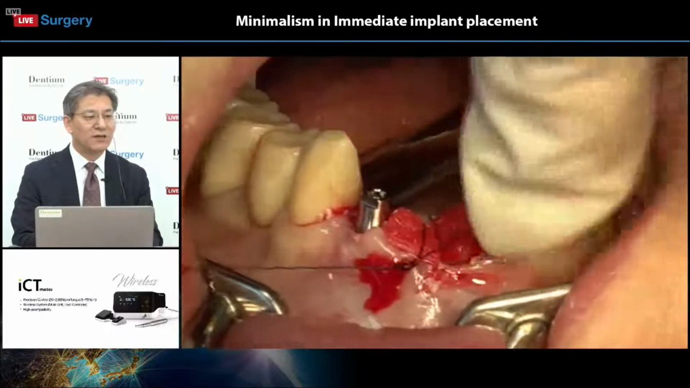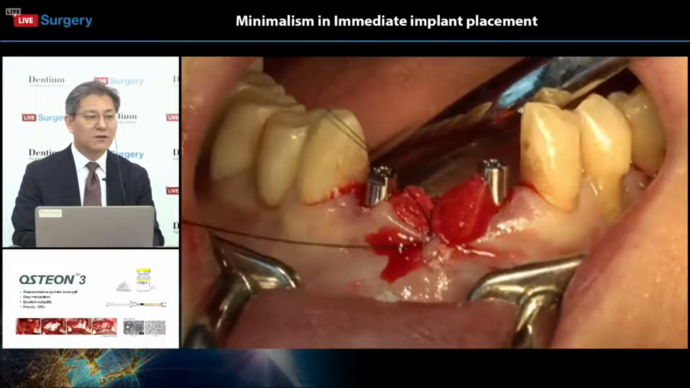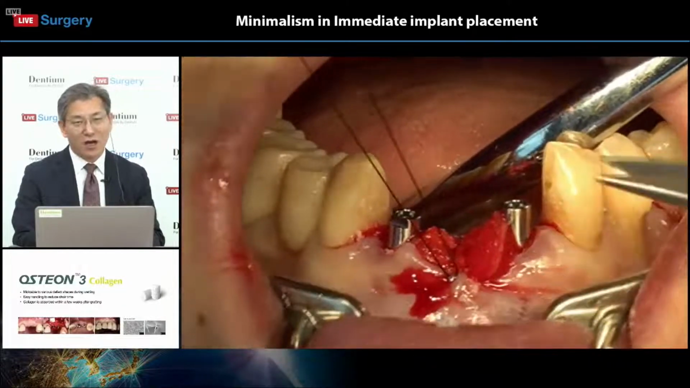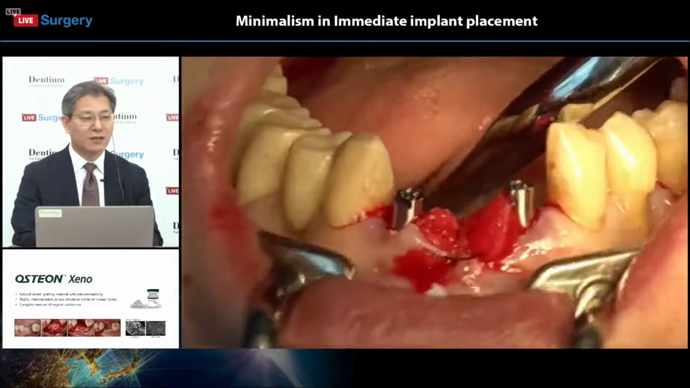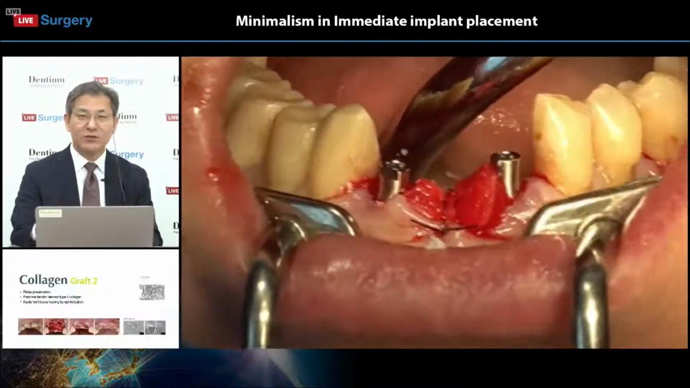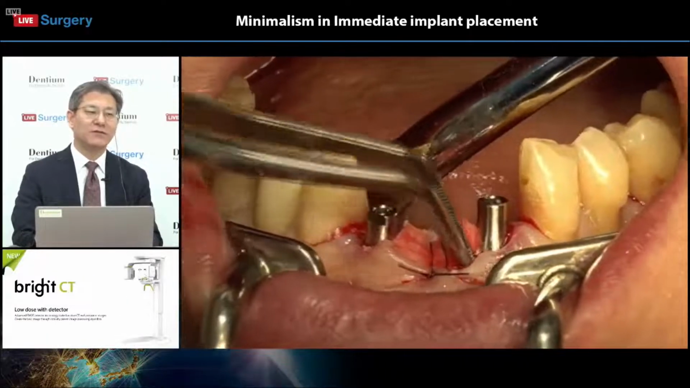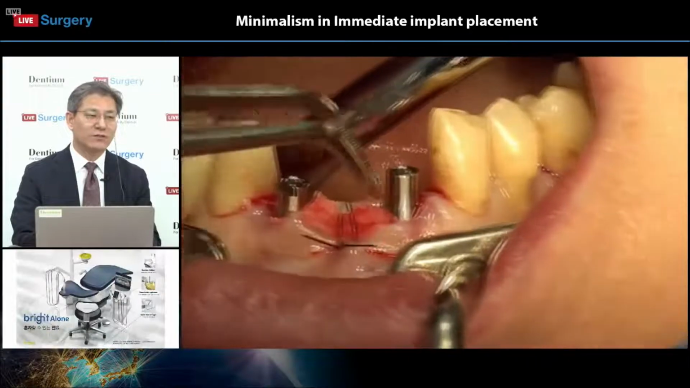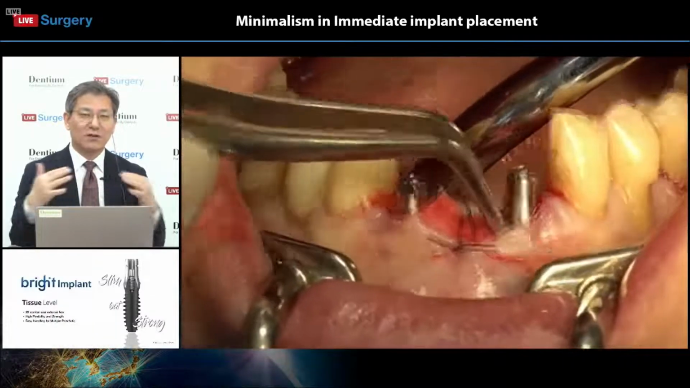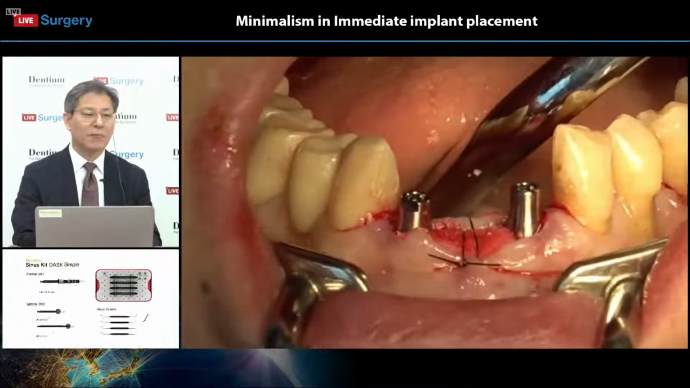This collagen graft is a little bit different from a collagen membrane. It has much higher compatibility with soft tissues. It is friendly to soft tissues. It means this collagen graft covers the underlying graft materials and also promotes soft tissue healing.